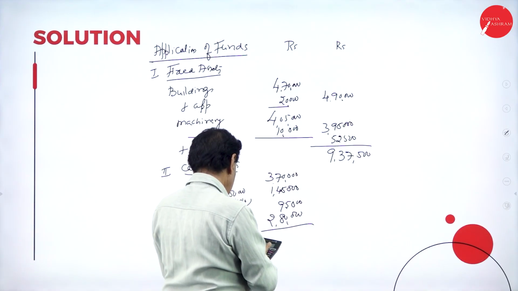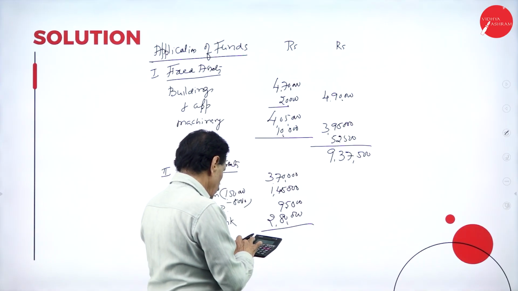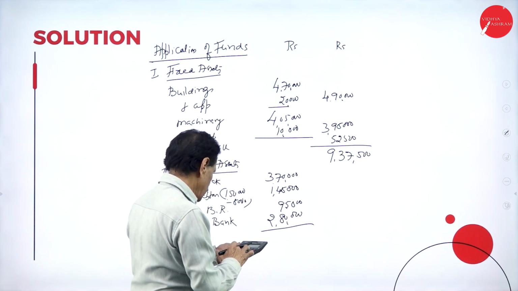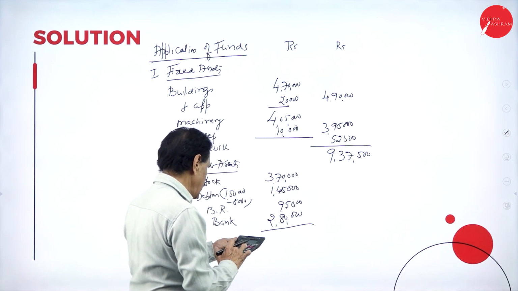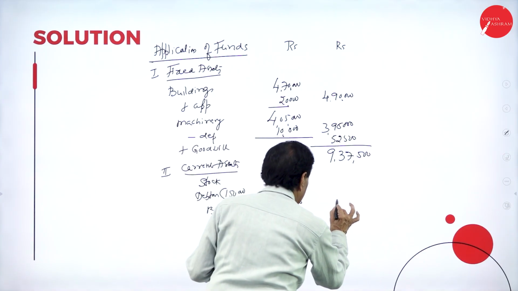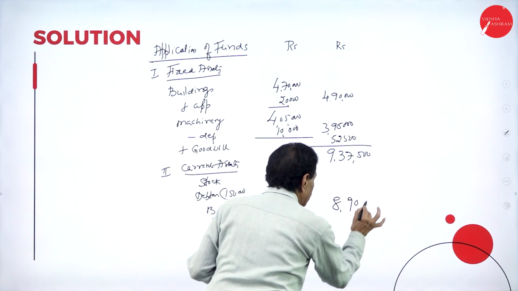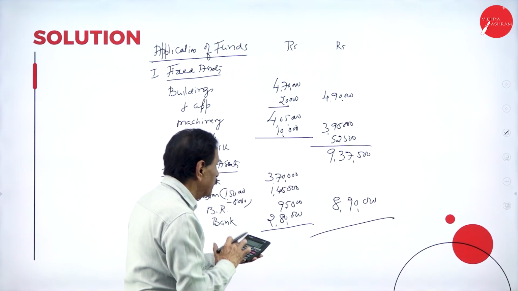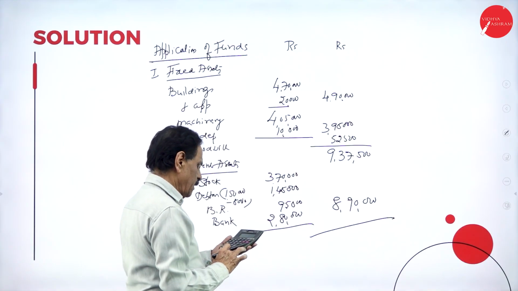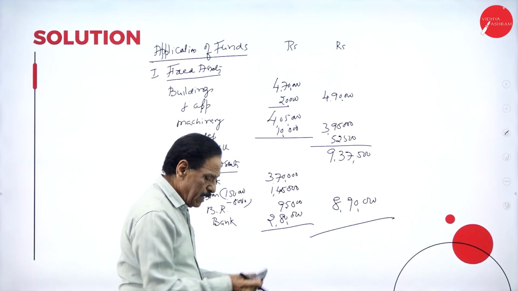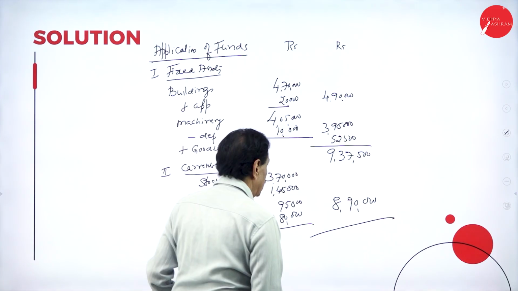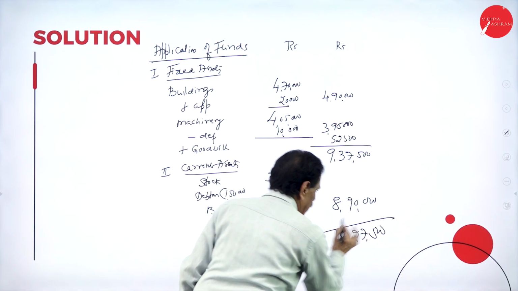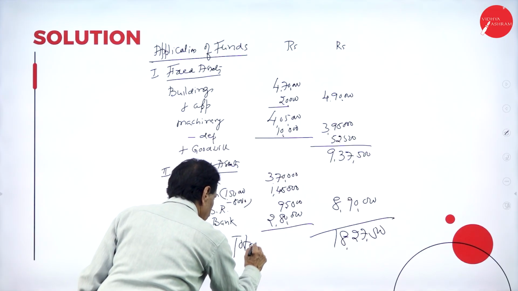Add 3,70,000 plus 1,45,000, 95 plus 2,80,000, 8,90,000 plus 9,37,500, 18,27,500. 18,27,500. Total application.